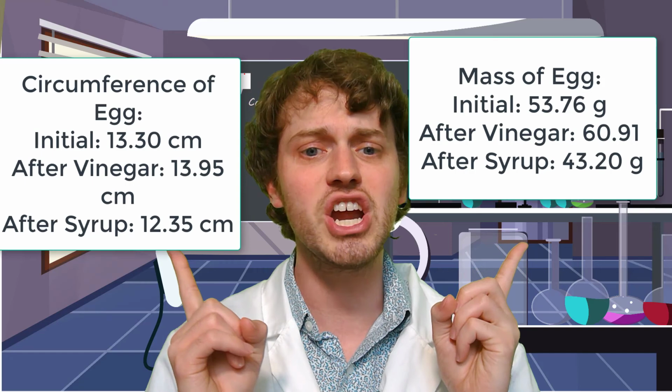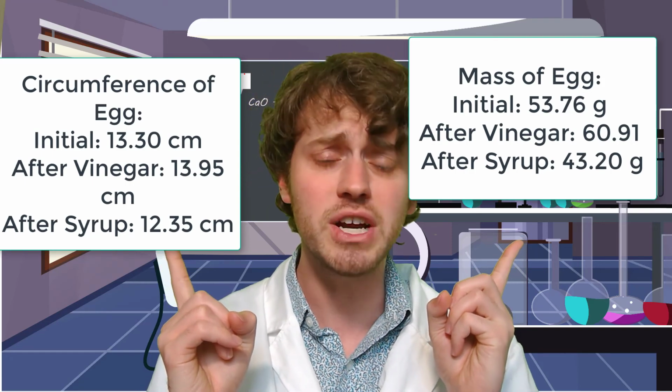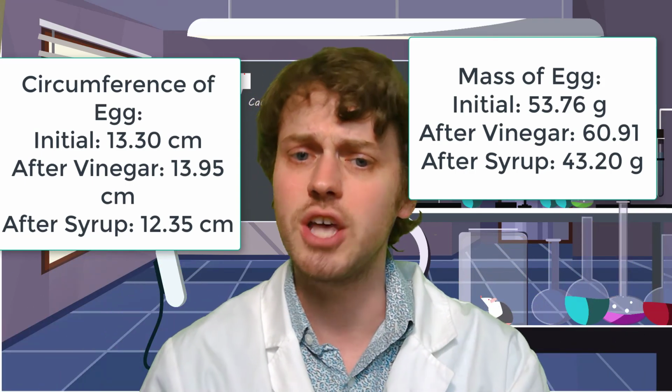Okay, so let's talk about what happened to the egg in the syrup. First, I want you to ask yourself if the hypothesis that you had was supported by the evidence that we have. Right here I have my evidence for my mass, and right here I have my evidence for my circumference through all the stages so far. Let's see if what you have matches up with what you thought would happen.